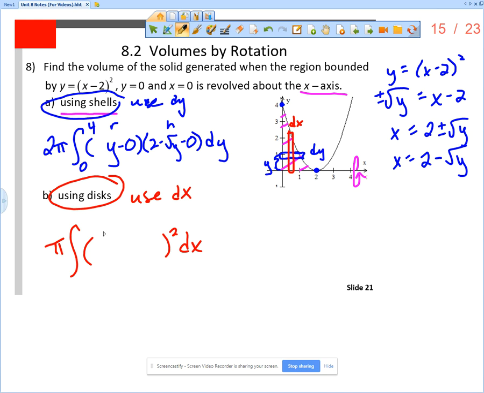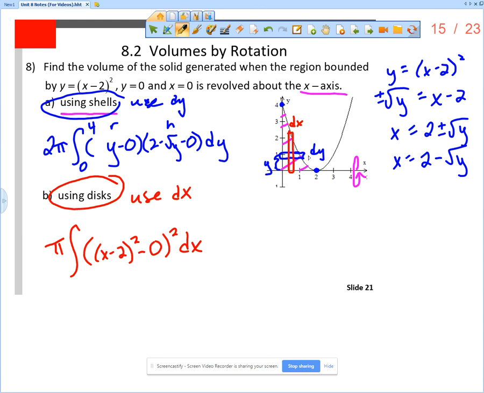All right, now let's do it with the disk method. The disk method uses a dx. So now pi times the radius squared. Remember, the radius in the disk method is just upper boundary minus lower boundary. What is the upper boundary? It's the curve, but remember, we need to be in y equals form. So the curve is (x minus 2) squared, minus the lower boundary, which is 0. Of course, you could drop the minus 0, and you would have (x minus 2) squared squared, which would actually be (x minus 2) to the 4th.